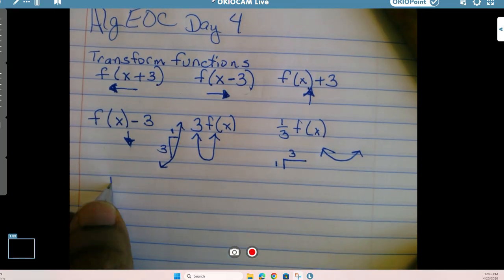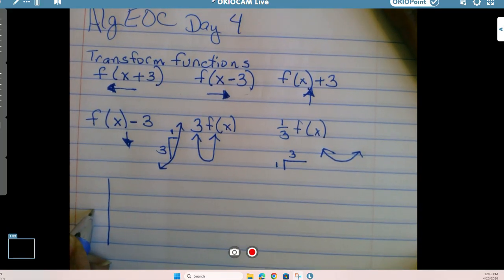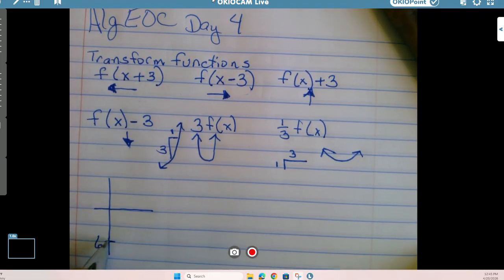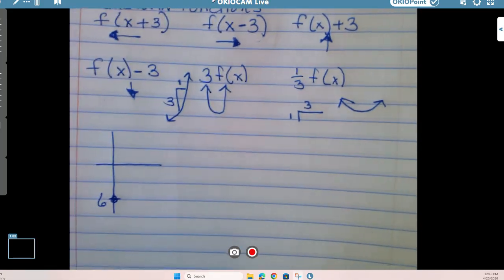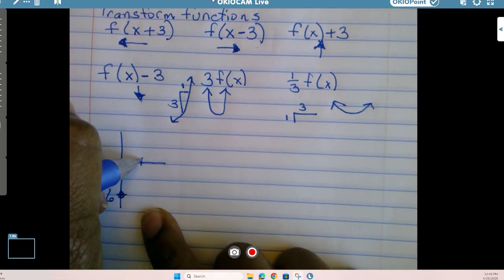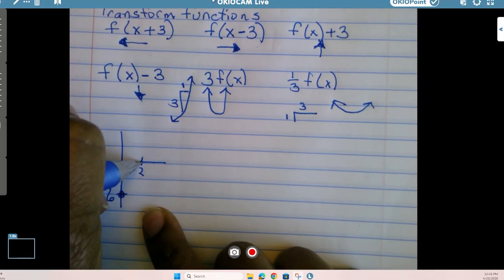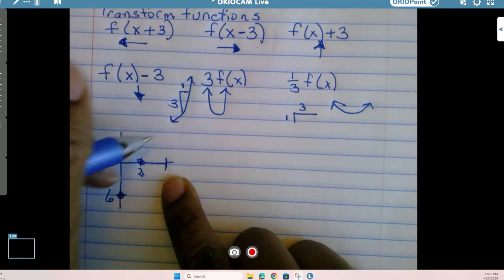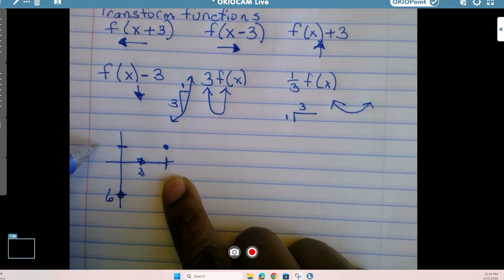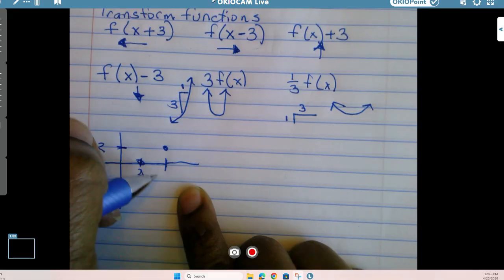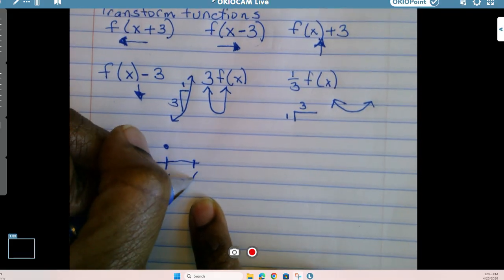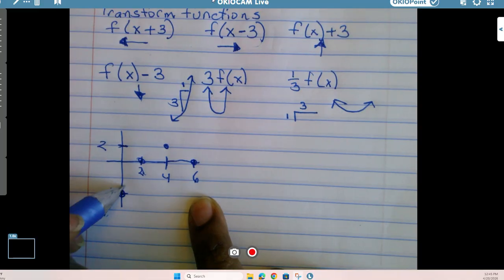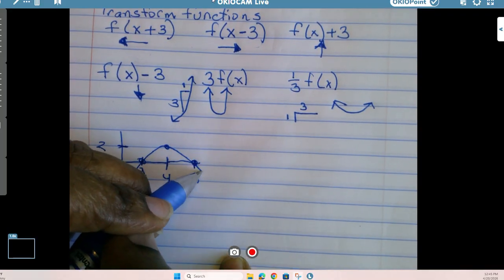Oh, the dolphin. Alright, so the dolphin started 6 meters under the water. After 2 seconds, he got to the top of the water. At 4 seconds, he was 2 meters above the water. And then at 6 seconds, he decided to go back down into the water. This was the dolphin.